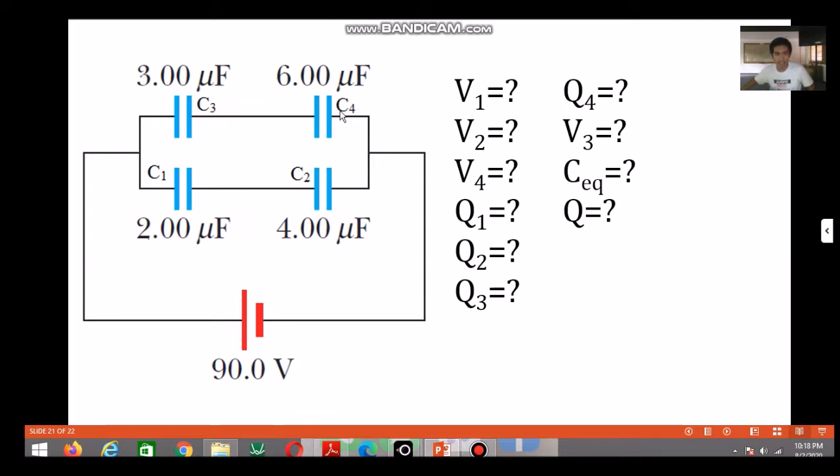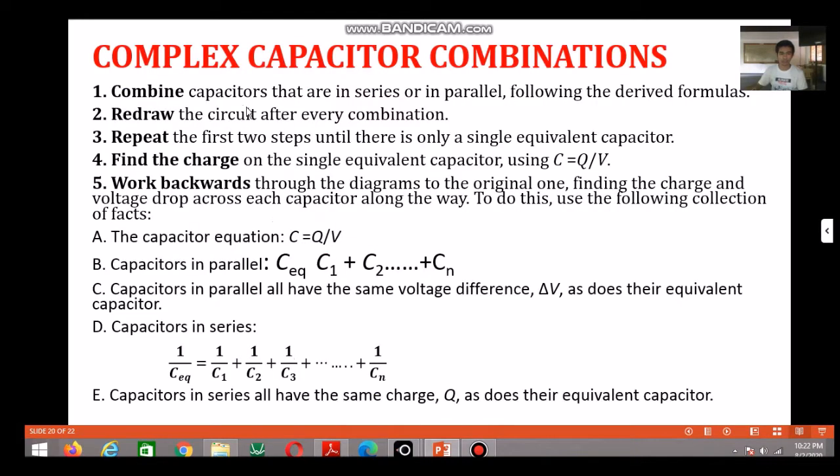But we are going to combine C3 and C4. The combination capacitor of C3 and C4 is parallel to the combination of C1 and C2. Okay. So we will obtain the voltage across each capacitor, the voltage across C3, C4, C1, and C2, and then we will determine the charge of every capacitor, the total charge, and the equivalent capacitance of this circuit. So what is the first thing to do? We need to combine capacitors that are in series or in parallel.